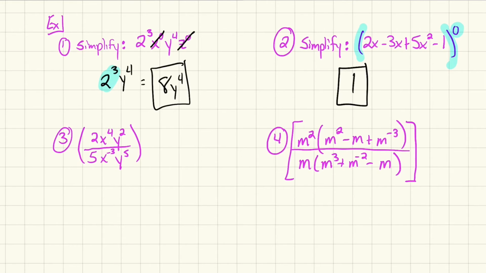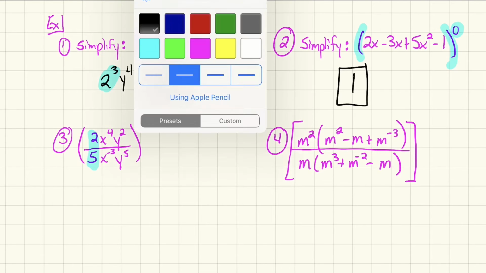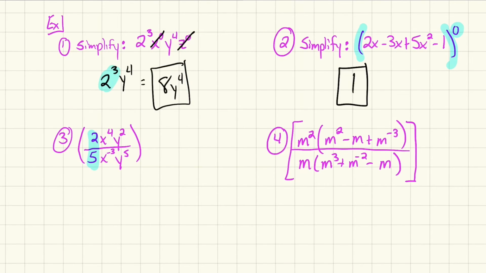All right, moving on to number 3. Number 3 is another fraction. We have 2x to the 4th y squared divided by 5x to the negative 3rd y to the 5th. So we handled this just like we've done before. We start with looking at our coefficients. We have 2 over 5. Unfortunately, that does not simplify, so that just gives me a fraction, which is 2 in the numerator, 5 in the denominator.